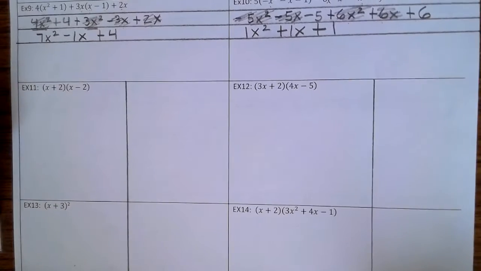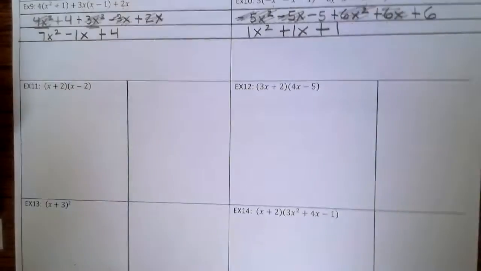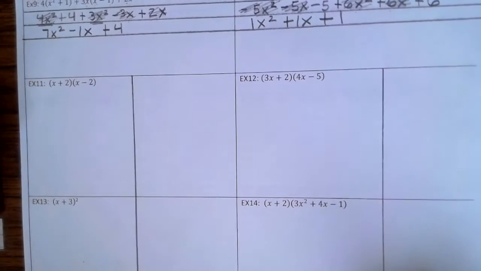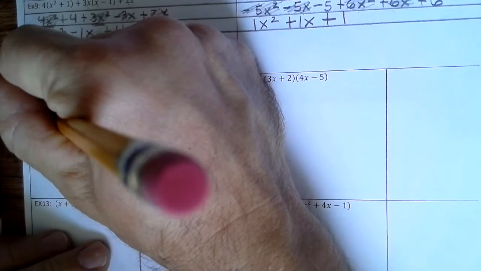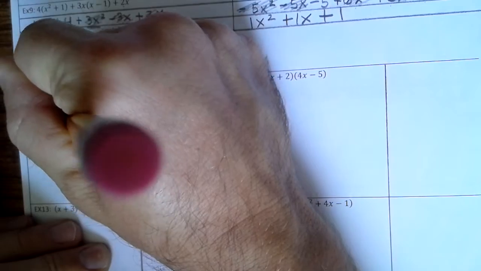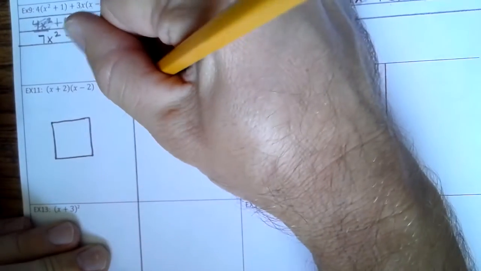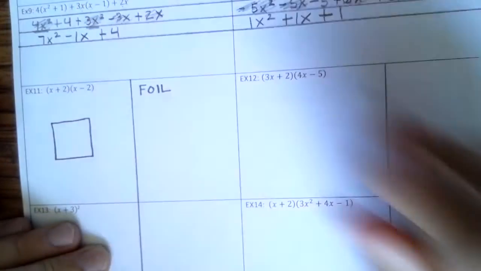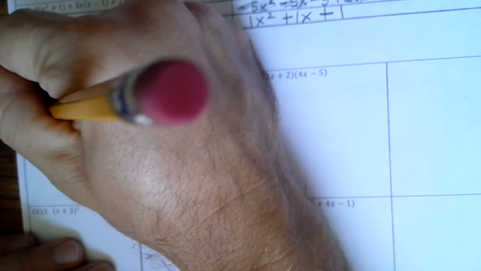All right, let's take a look at example 11. Okay, now steps to multiply polynomials. So we're going to distribute, FOIL, or box method. Now I'm going to do the box method on the left and FOIL on the right. So we know that's 1x plus 2 times 1x minus 2.